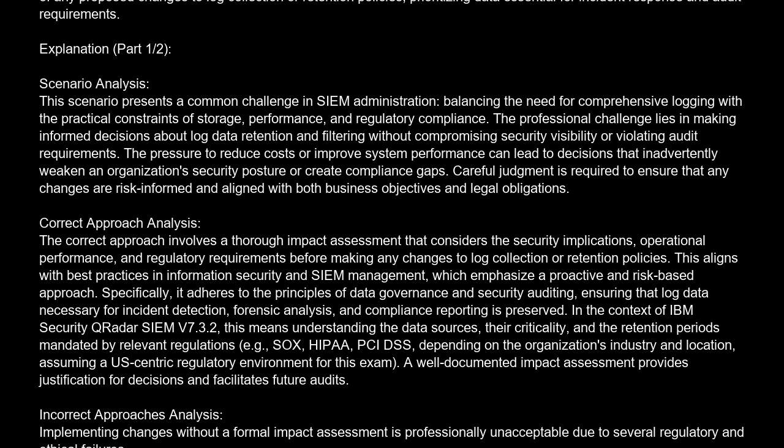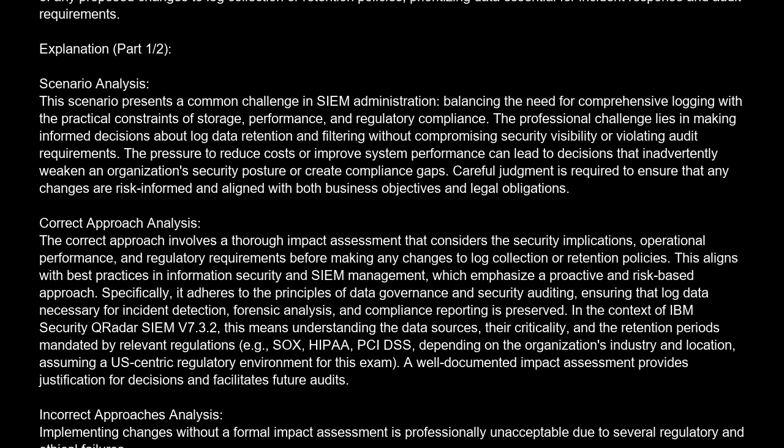This aligns with best practices in information security and SIEM management, which emphasize a proactive and risk-based approach. Specifically, it adheres to the principles of data governance and security auditing, ensuring that log data necessary for incident detection, forensic analysis, and compliance reporting is preserved.